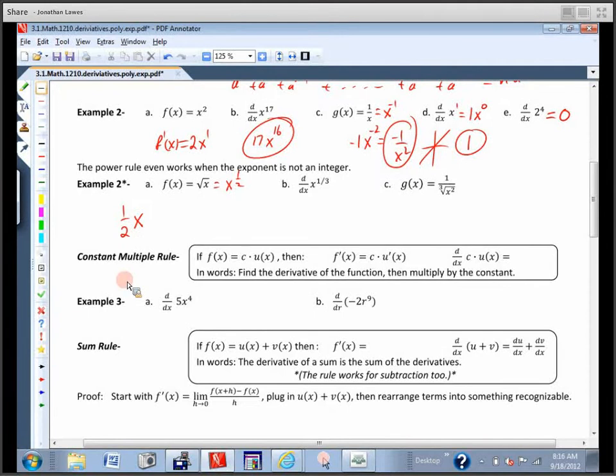All right, so the power rule works even if it's not an integer. So remember this one right here? You went through all that work on the last test in order to figure this out. This is x to the 1/2. The power rule says bring the exponent down, reduce the exponent by 1. If I take a half and reduce it by 1, I get negative 1/2.